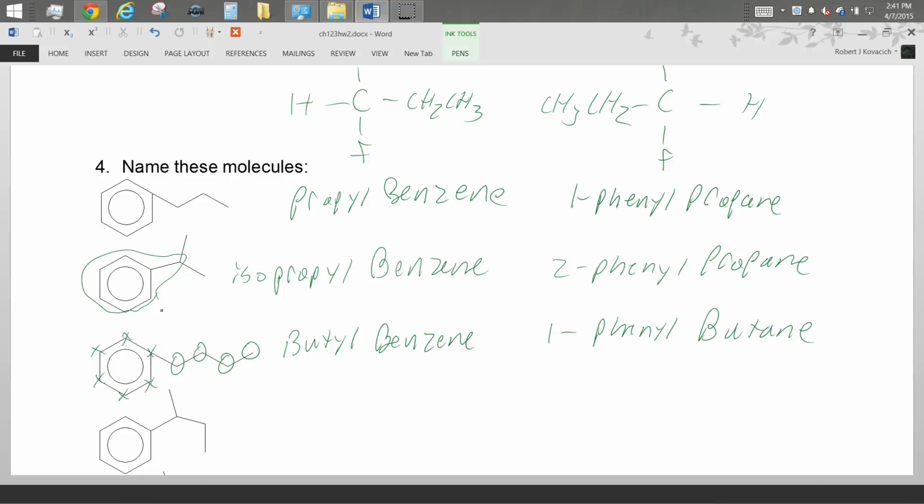And what? 3 carbons, right? Not 1 carbon, 3 carbons. You don't get to say that I've got 4 carbons in a row, but I'm going to count this as something else. That's the chain. The chain is 3.